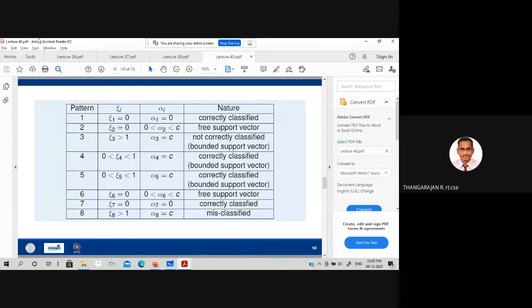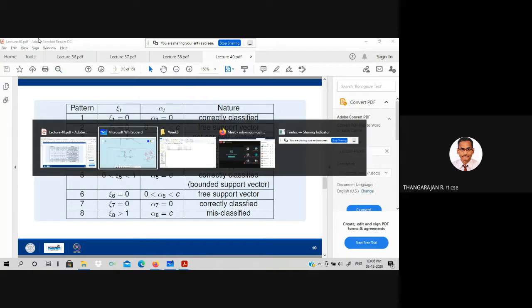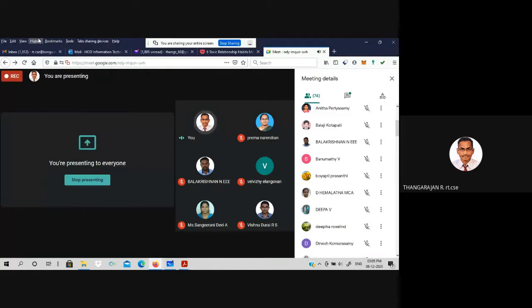Then we can use our convex programming models to solve the classification problem. That's what support vector machine is all about. So I think with this I can cover the topics I wanted to cover in today's class, and still I have some time.